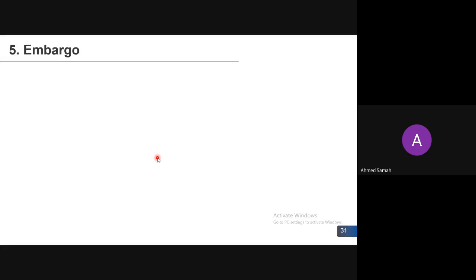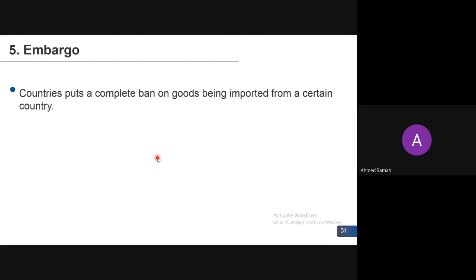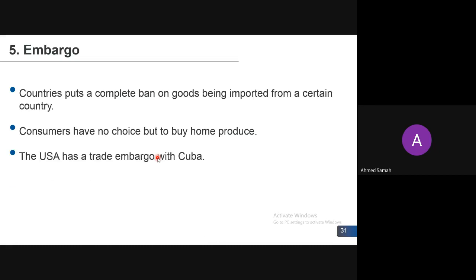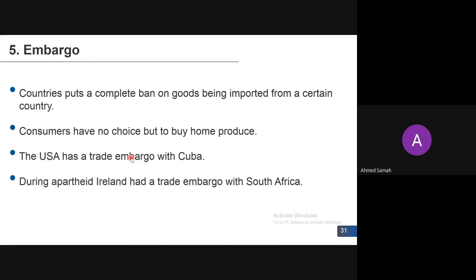Then another thing is embargo. Countries put complete bans on goods being imported from a certain country, so consumers have no choice but to buy from home produce. The USA has a trade embargo with Cuba.